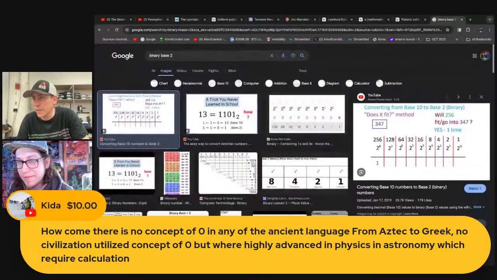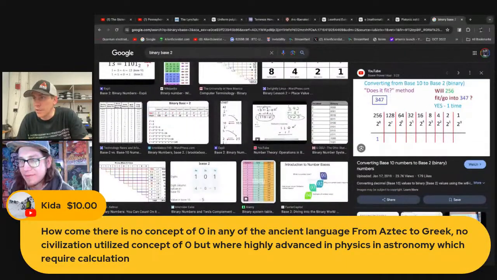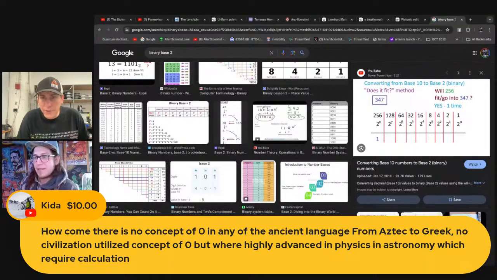Of course, 10 is the easiest to use and just makes the most sense, and it's easiest to divide by and multiply and do that with. So that's why we use 10. You have the 10 fingers, right.